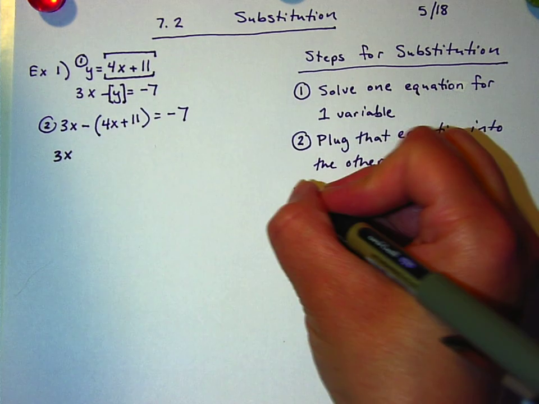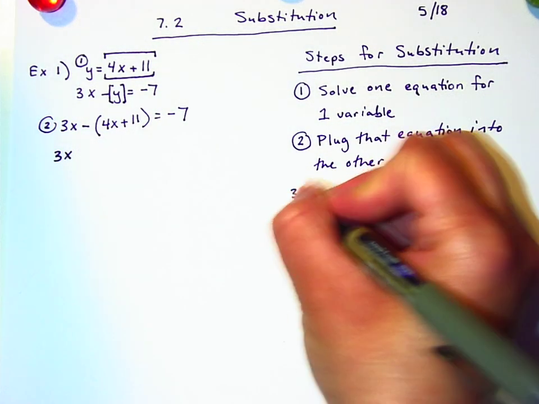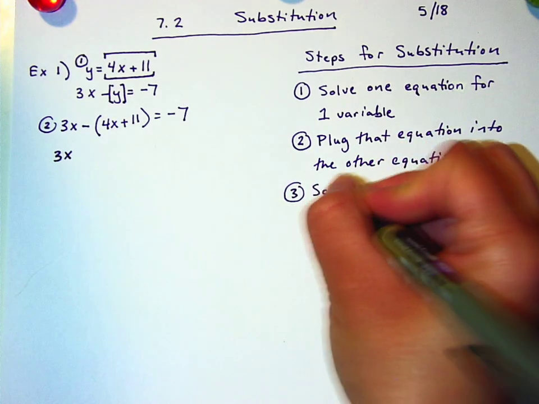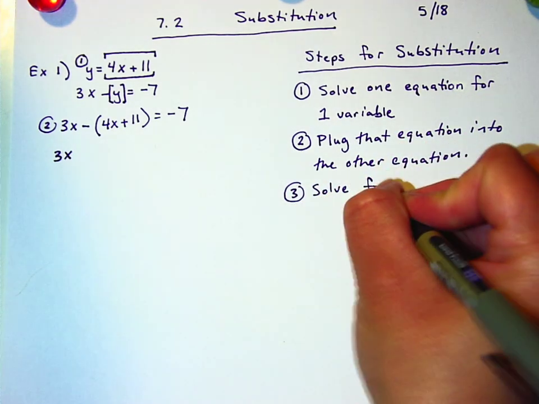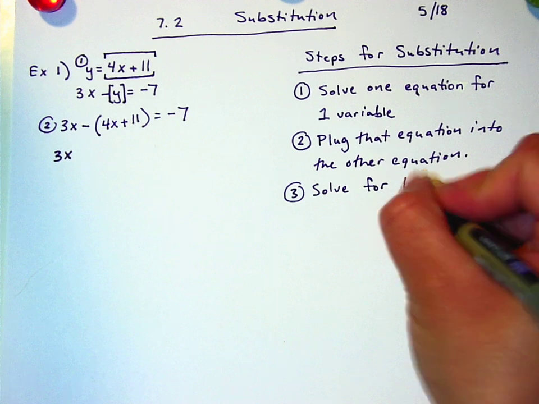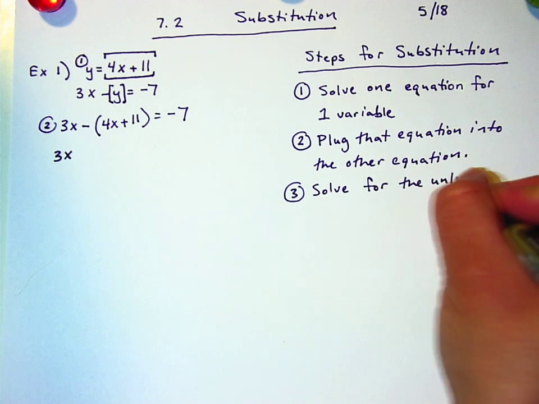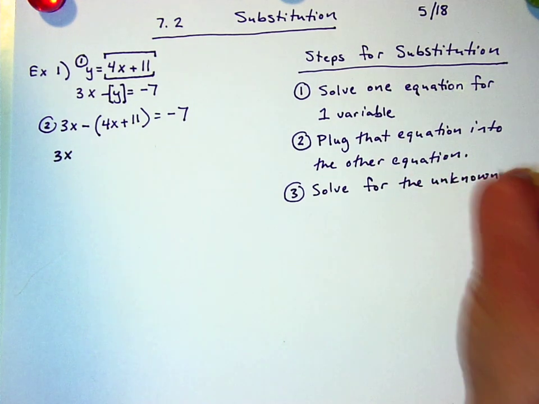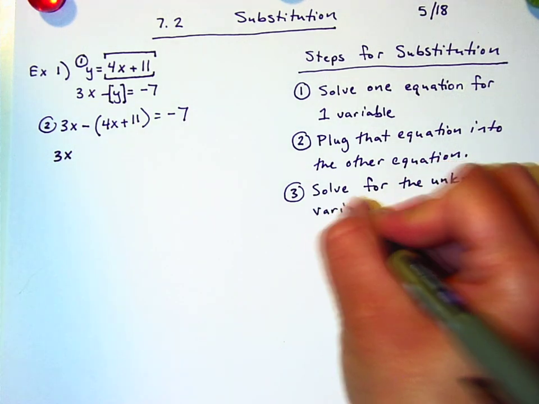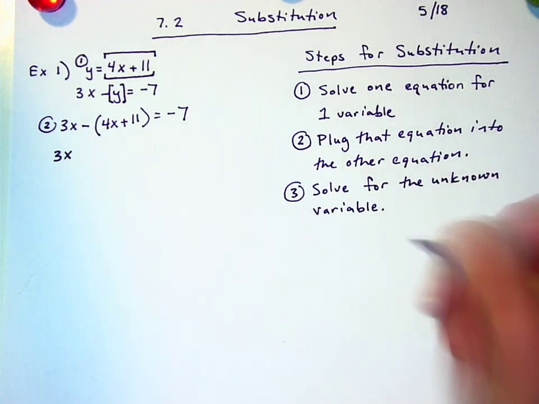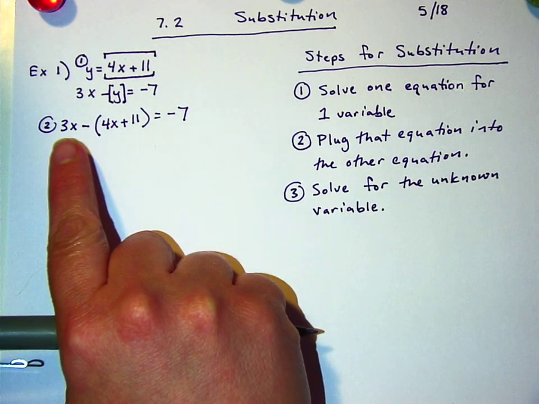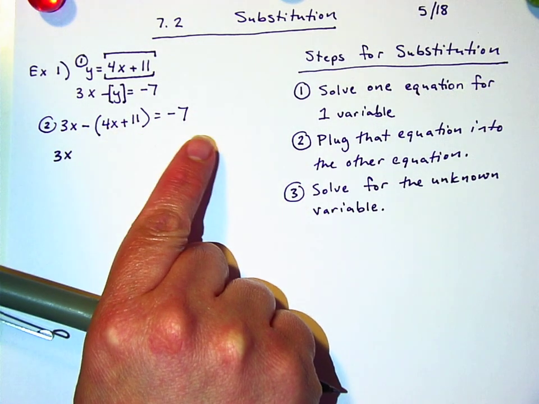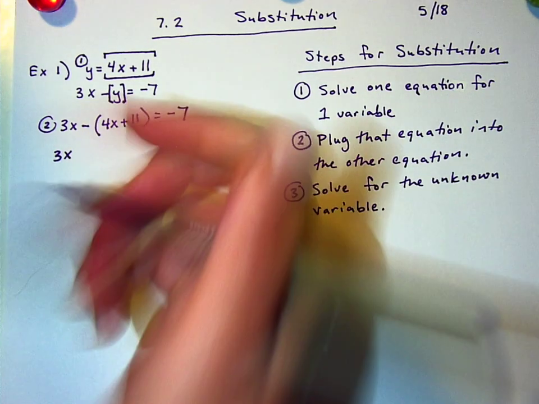Okay, the third step, which I had already started, my bad, is to solve for the unknown variable. I say the unknown variable because sometimes it's going to be x and sometimes it's going to be y. This time it'll be x because you see how there's only x's left. So we know that we're solving for x.